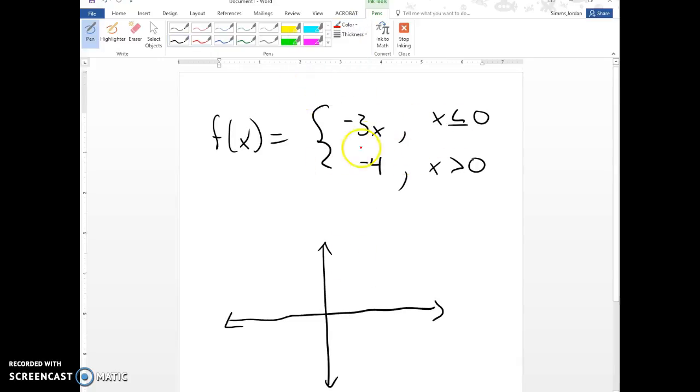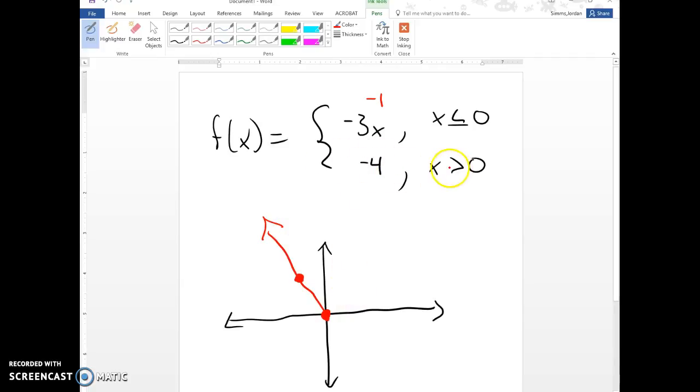Okay, so 0 and 0. So my first part here, if x is equal to 0, and I sub that in, it's going to be negative 3 times 0, which is 0. So there's my point at 0, 0. The next point I'm going to pick is negative 1, because I have to pick a value of x less than or equal to 0. So f of negative 1 is going to equal negative 3 times negative 1, which is 3. So I'm at negative 1 and 3. So I'd be somewhere around here. Right? And there's my line right there. Boom, it's going to keep going.